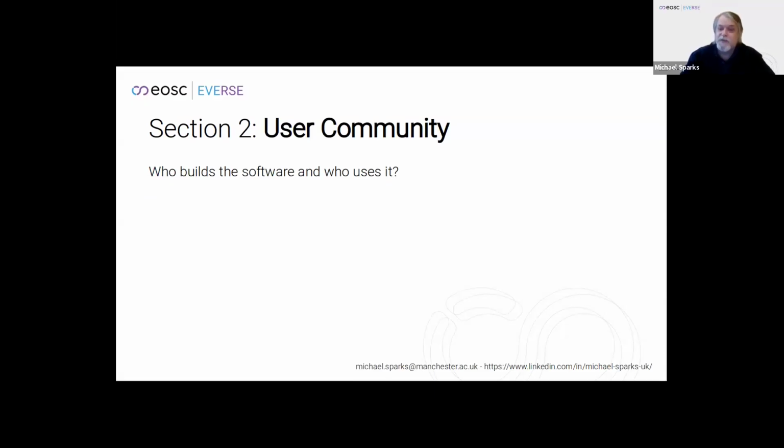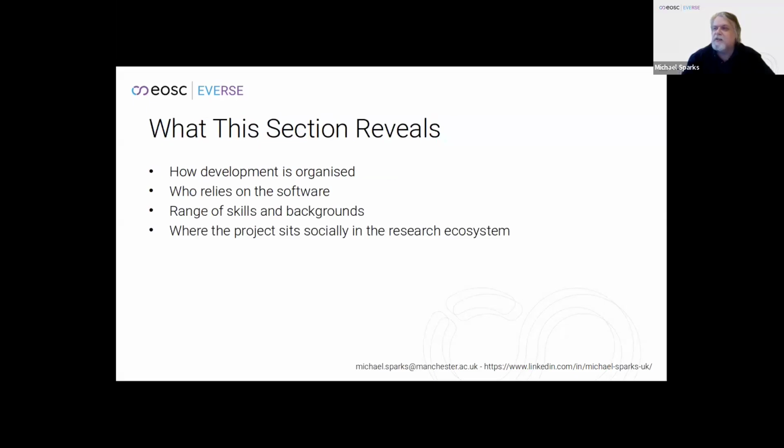Next one is who, so user community. And again, this is about who builds the software and who uses the software. We ask for a brief subtitle, and we ask this across all the different sections because it can help with reading, but you can always add the subtitles in right at the end for each of the different sections. And you can essentially then expand into the different sections.